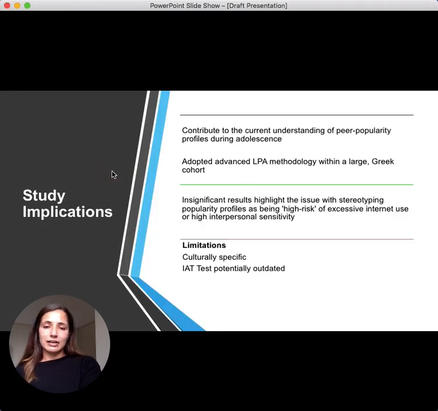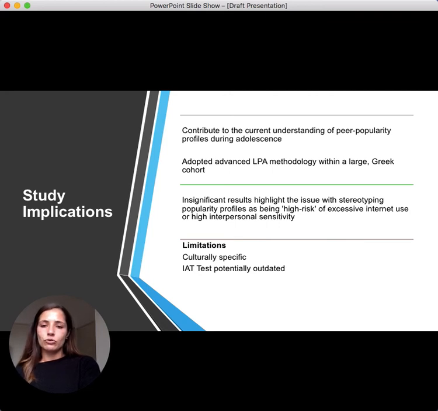The described study has contributed to the line of research assessing peer popularity profiles throughout adolescence. It is the first known study that examines a large Greek cohort of adolescents using the sociometric, self-perceived, and peer popularity methods. The lack of significant differences between the profiles and the variables suggests that there is not a specific popularity profile that can define such variables.